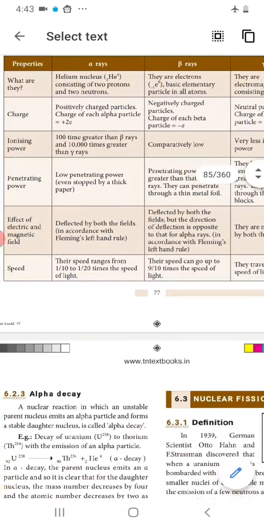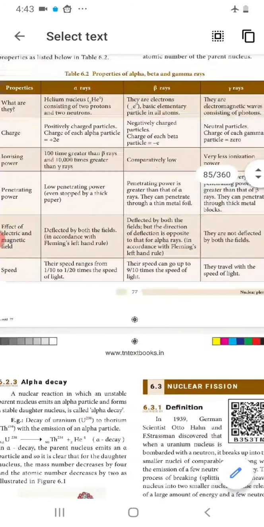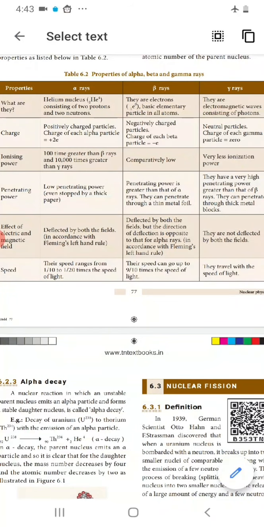Effect of magnetic field. Alpha rays are deflected by both the electric and magnetic fields. Beta rays are also deflected by both the fields but in the opposite direction. Gamma rays are not deflected. Is it clear? Alpha rays are affected by both fields, beta rays are affected by both but in the opposite direction, and gamma rays are not deflected.